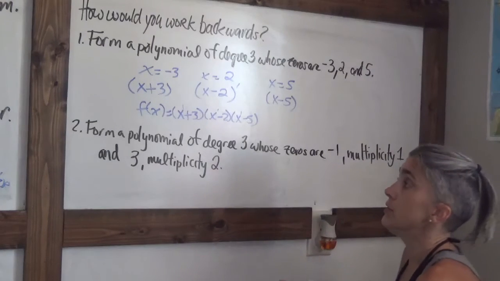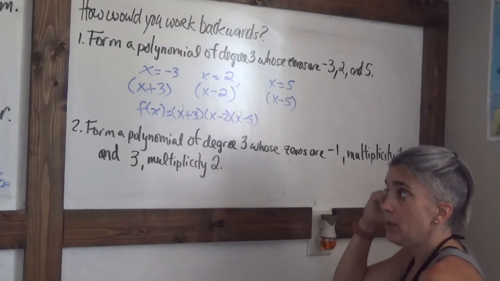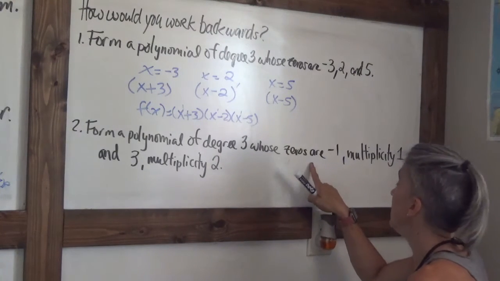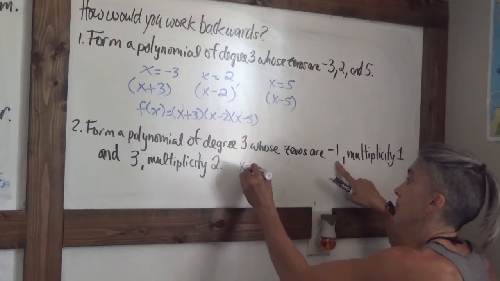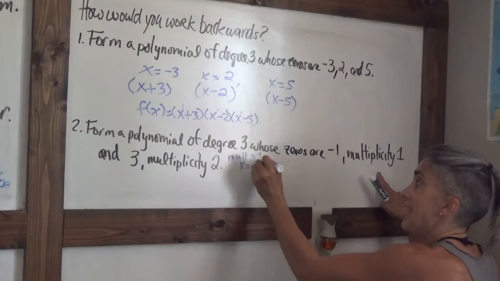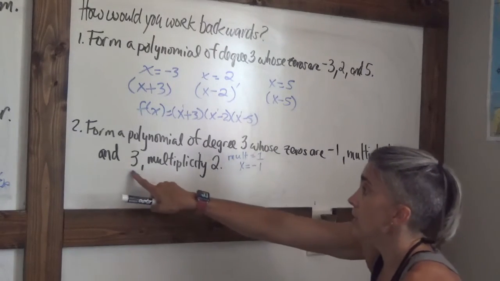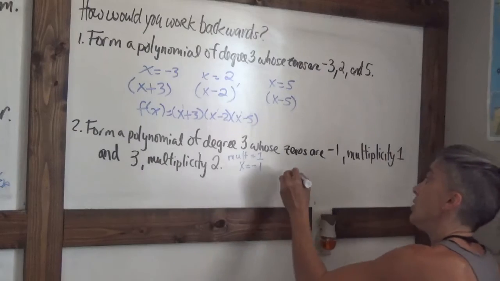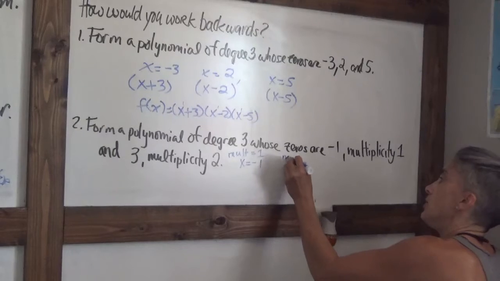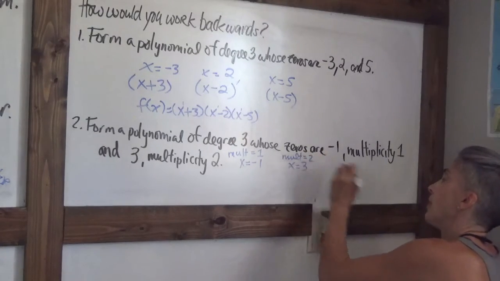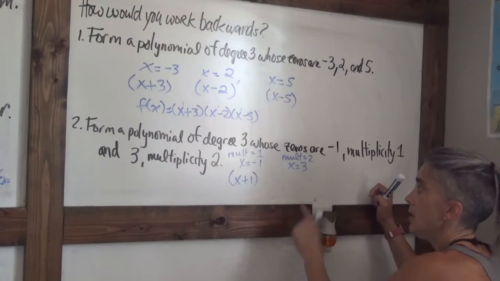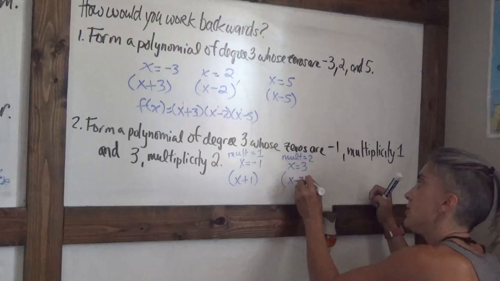Alright, one more, a little different here. They're going to give us multiplicity now. So if I'm forming a polynomial of degree 3 again, whose zeros are negative 1, multiplicity for this one is 1. That means the exponent is 1. And the other zero is 3. That multiplicity is 2. Let's first get these in their parentheses. This one would be x plus 1. This one, working backwards, would be x minus 3.